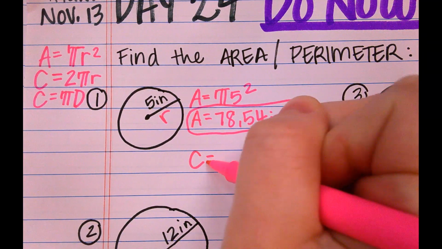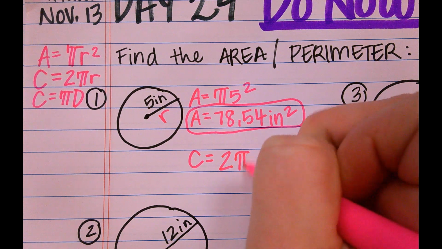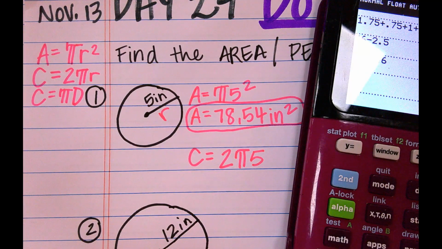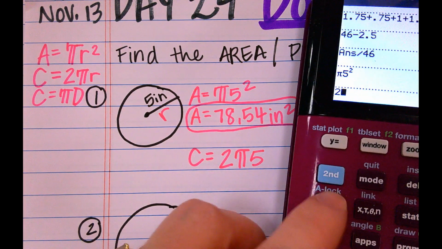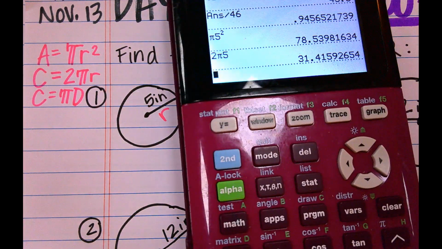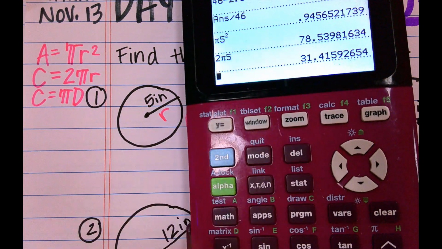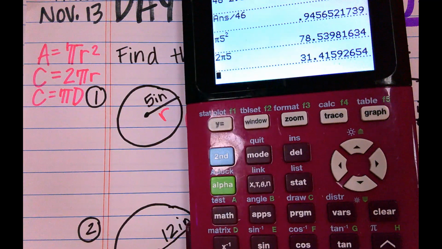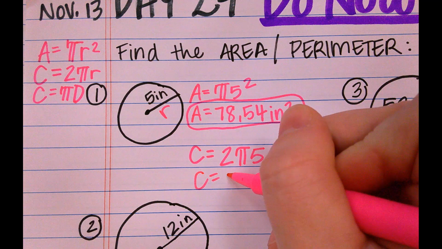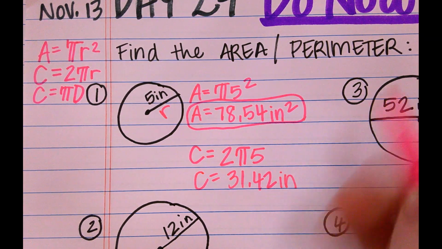And circumference. How do I do that? It'll be 2 pi radius. 2 pi times radius, 5 again. So 2 second up arrow pi. Should be 31.41 inches. I'm actually going to round that up to 31.42. 31.41 I would still accept. That's just fine. But I'm going to put it as 31.42, units are inches.